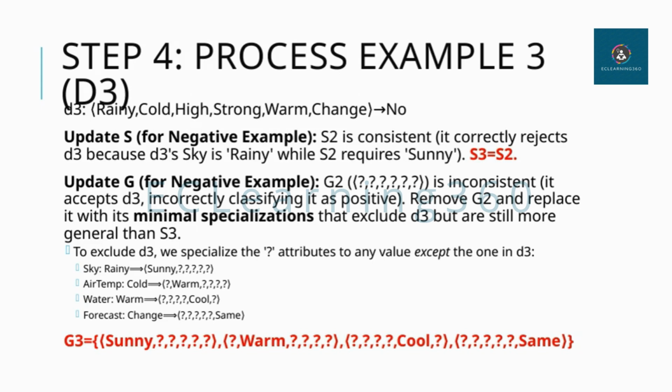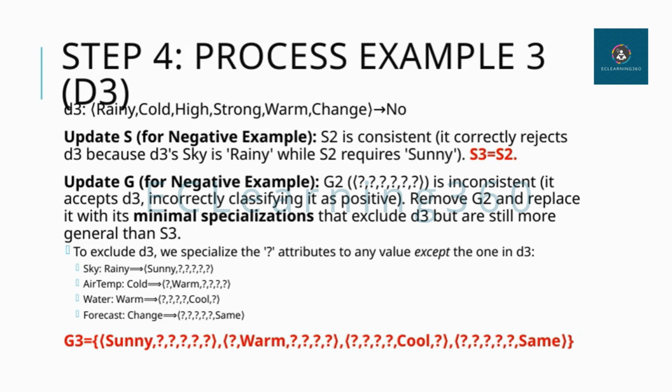To do that, we remove G2 and generate new, more specific generalizations, what we call minimal specializations, that exclude D3 but are still more general than S3. Specifically, we focus on the attributes that differ in D3. The sky attribute is rainy, but to exclude this, we specialize the '?' in G to any value except rainy. So for sky, we change it from '?' to sunny. Similarly, for air temp, which is cold in D3, we change '?' to warm to exclude cold. For water, which is warm, we change to cool. And for forecast, which is change, we change to same.